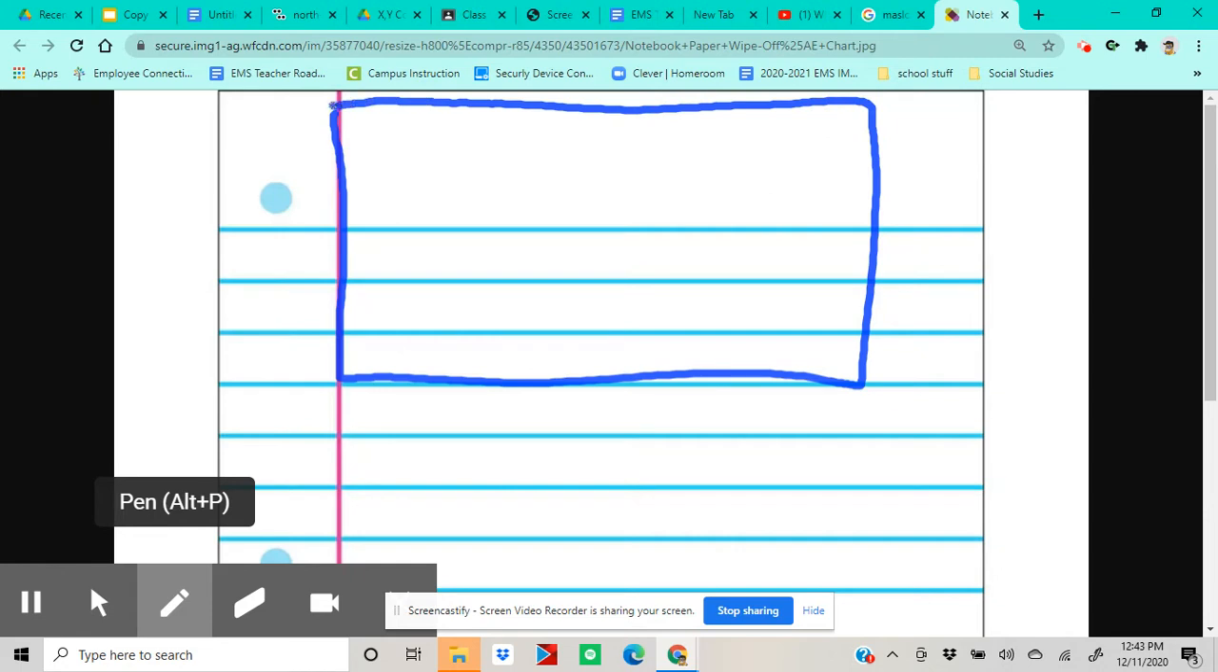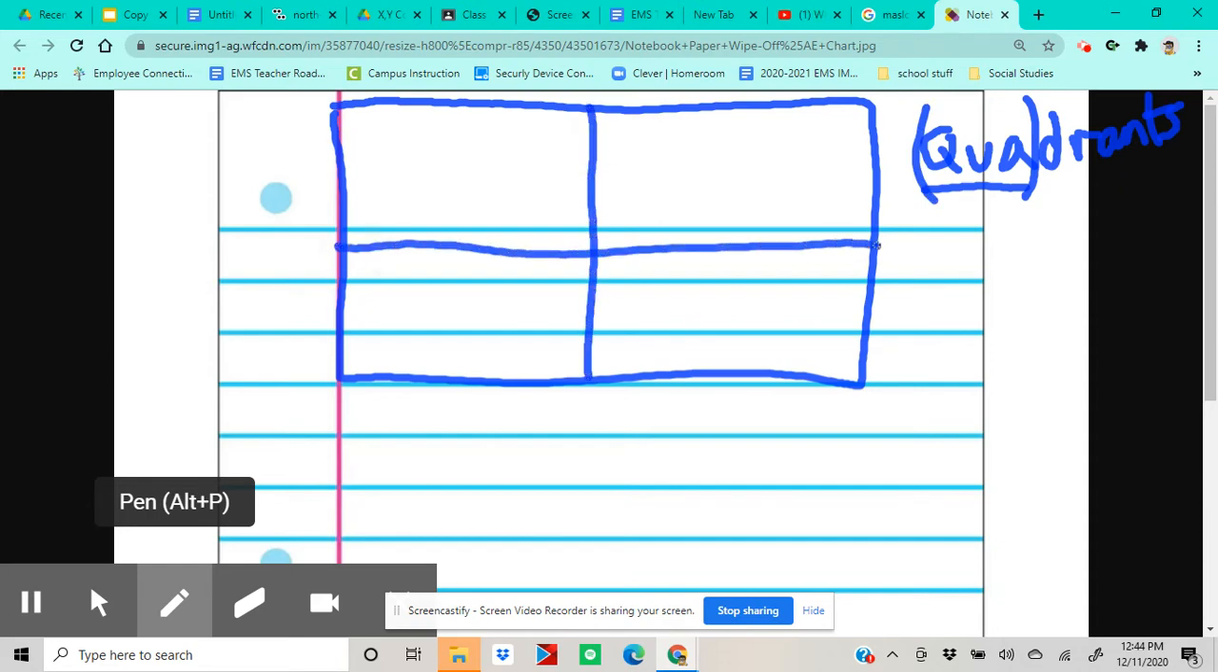We first separate our graphs into quadrants. These quadrants, or quad meaning four, will be split apart into 1, 2, 3, and 4. Now I use the x-axis to separate from left to right.